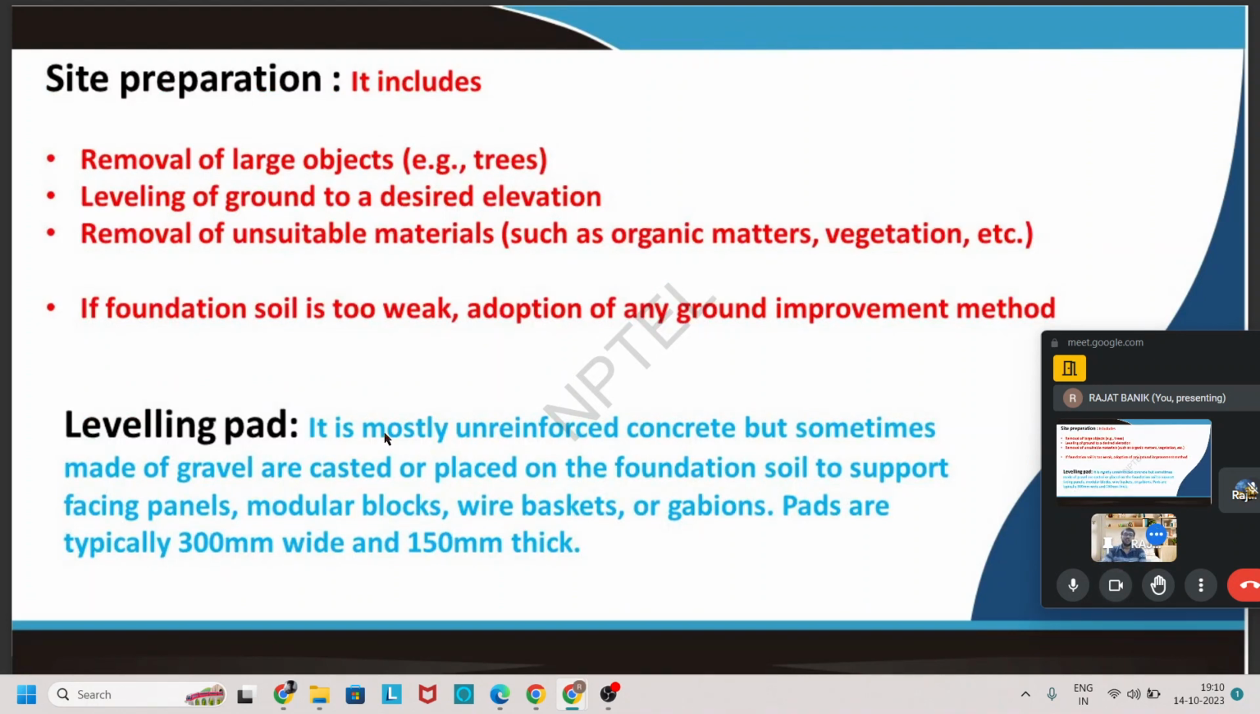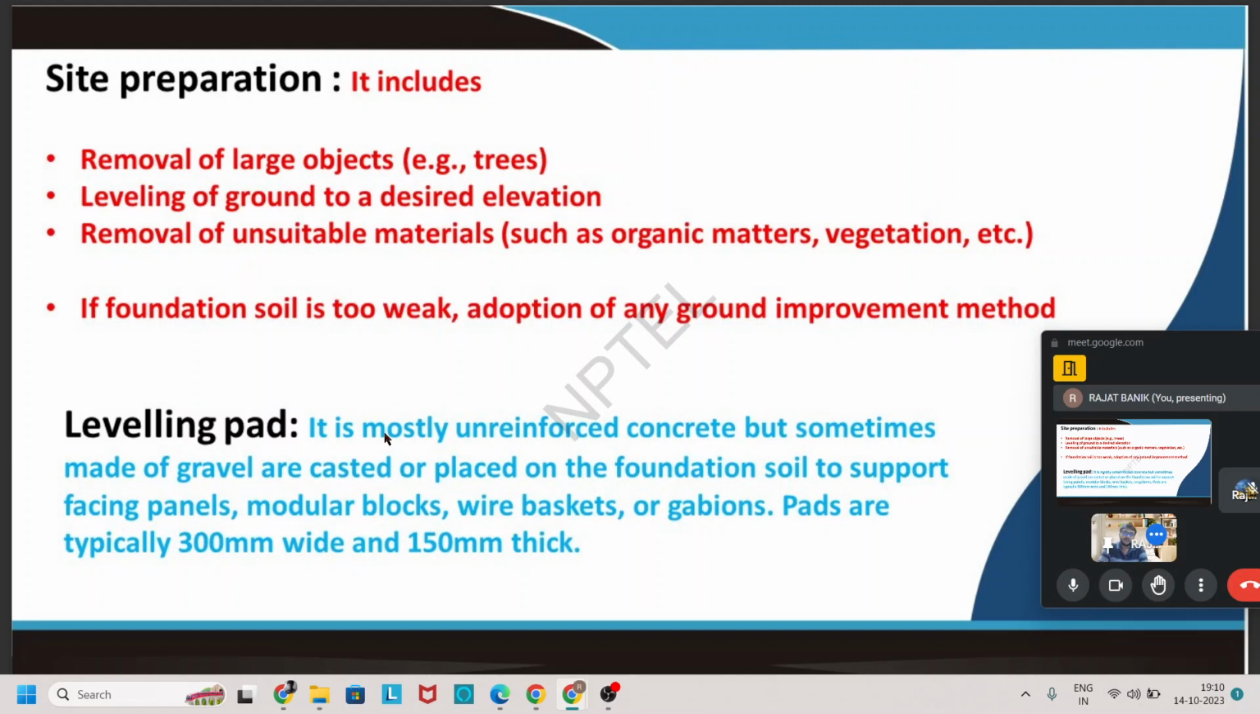Site preparation includes removal of large objects, that is trees, then leveling of the ground to a desired elevation, then removal of unsuitable materials such as organic matter, vegetation, etc. If the foundation soil is too weak, adoption of any ground improvement method. These are the points included in the site preparation.